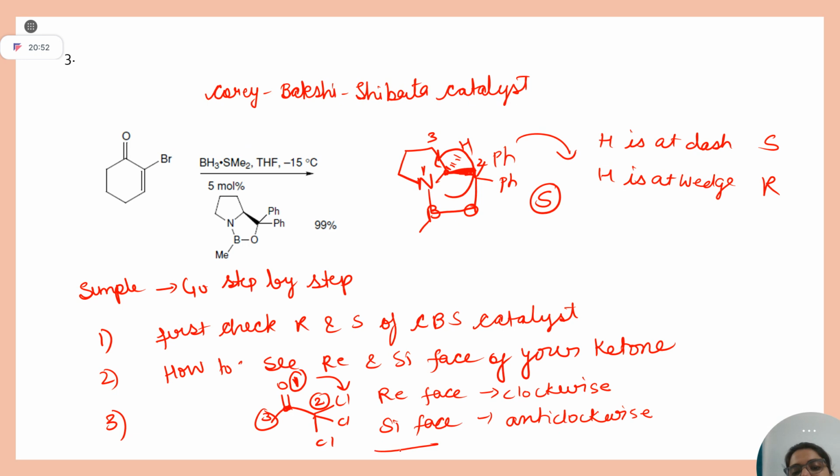If it is going clockwise, and priorities you have to decide by the same Cahn-Ingold-Prelog rule. Okay. Till here, I hope everything is clear. First, you have to see whether your CBS catalyst is R or S, and second, you have to decide whether your ketone has the Re face or Si face. Okay? Yes or no?